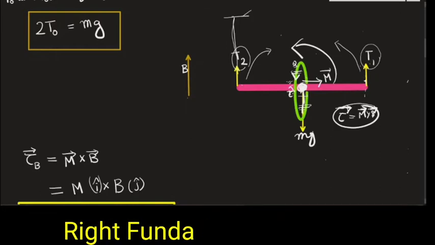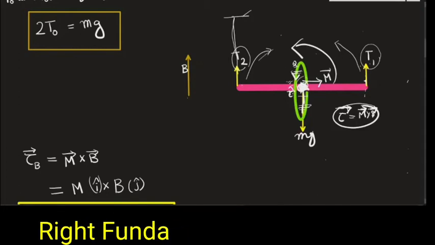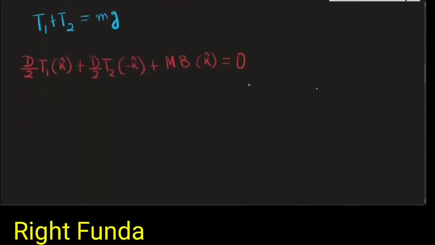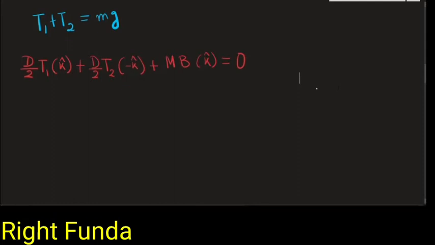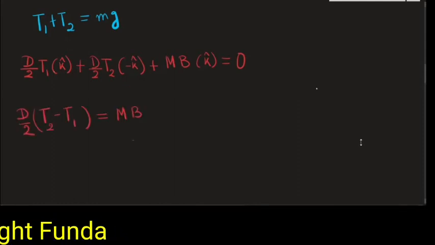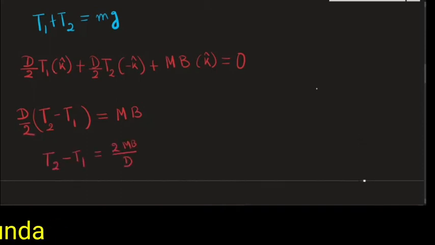So T1 contributes to the torque about this axis, right? Rotating tendency like this, rotating tendency like this, and the magnetic torque, or torque due to magnetic force, will also be about that axis. So all the torques are there, and we will simplify the equations and get d by 2 into (T2 minus T1) equal to MB. And these two equations are there. From this we can get T2 minus T1 equal to MB by d. I call this equation number 1, and this equation number 2.